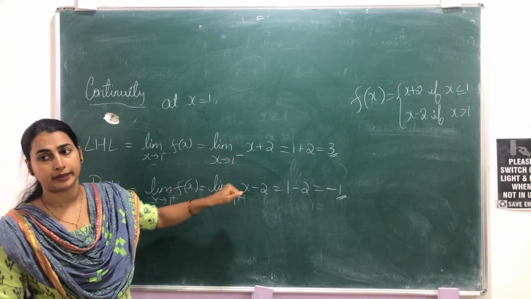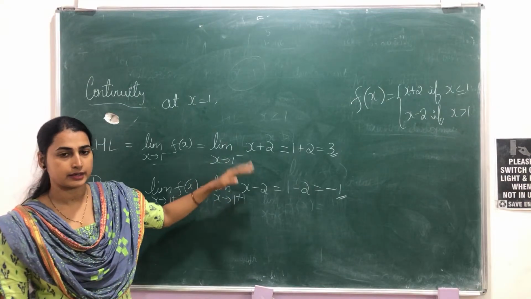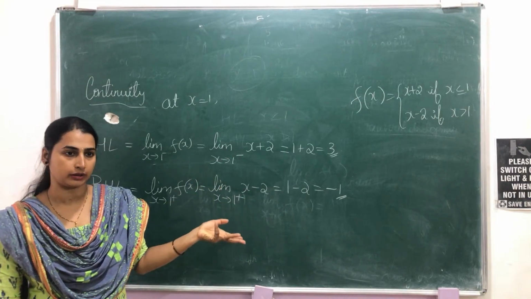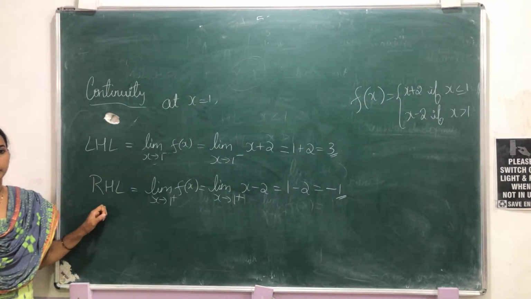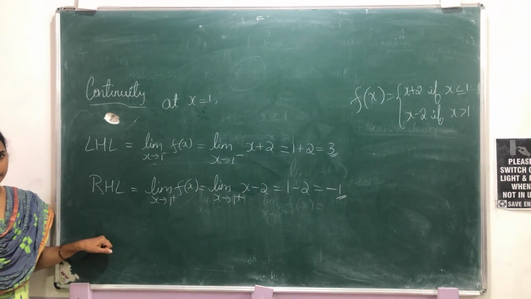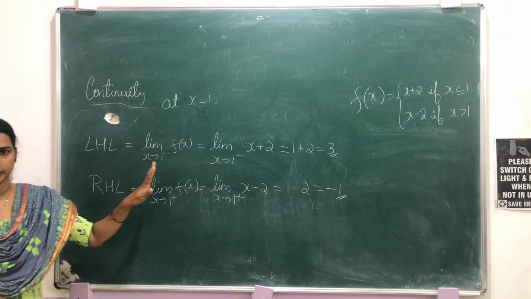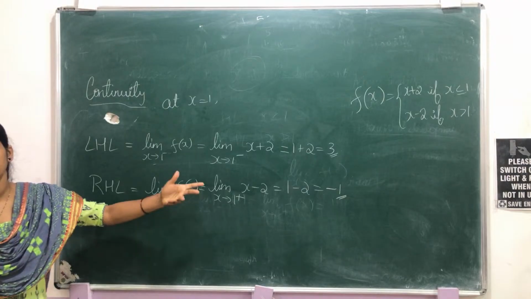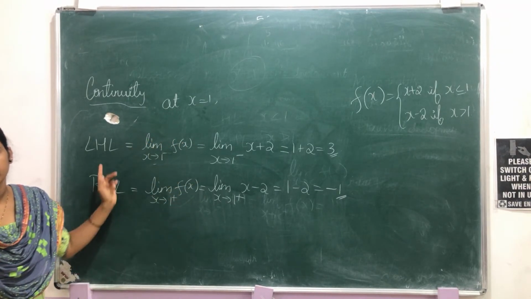If you get left hand limit is not equal to right hand limit, then it is enough, you stop. Since it is not equal, directly you will come to know it is not continuous. Suppose left hand limit is equal to right hand limit, then you need to check the value at that point. If all three are equal, then the function is said to be continuous. If any one is not equal, then the function is discontinuous. Got it? Here, whether it is continuous?